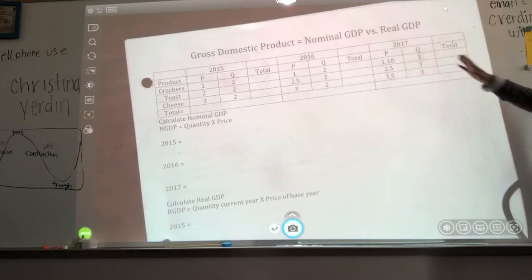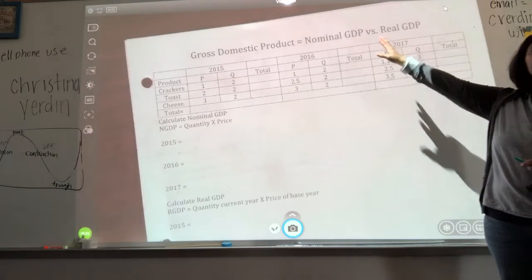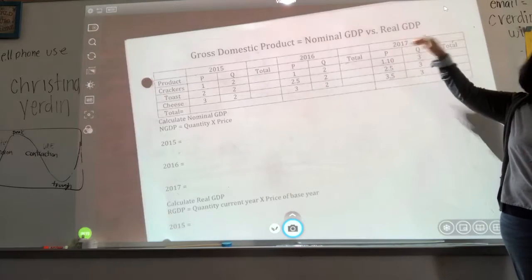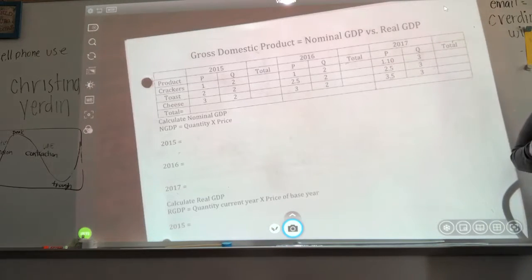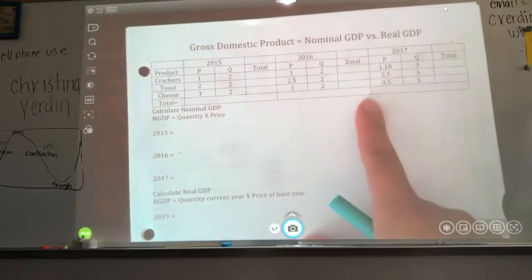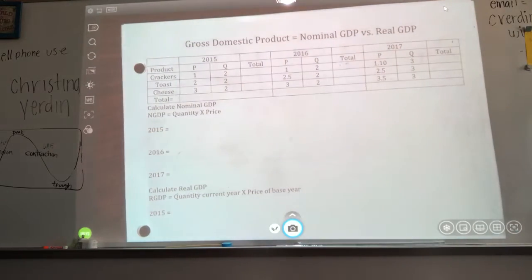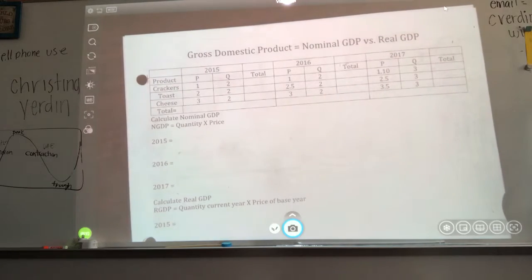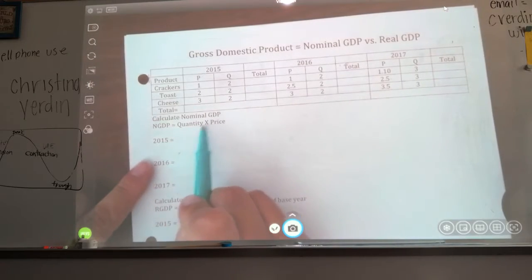Okay, we said nominal GDP has inflation. We are going to look at real GDP, which takes out inflation. And so we're going to go back through the math, because a lot of times AP will give you simplified worlds like this to calculate GDP, because you don't get a calculator on the test. So to calculate nominal, all we have to do is take the quantity times the price.